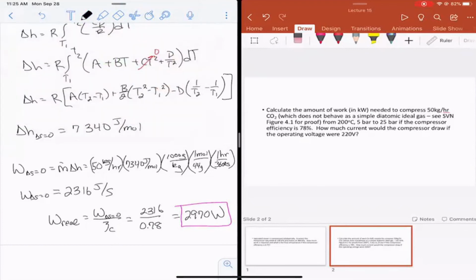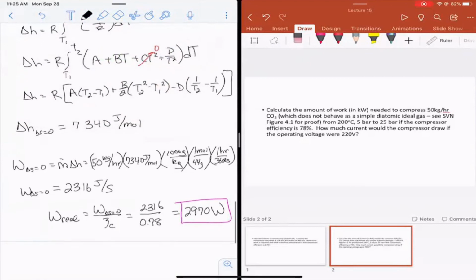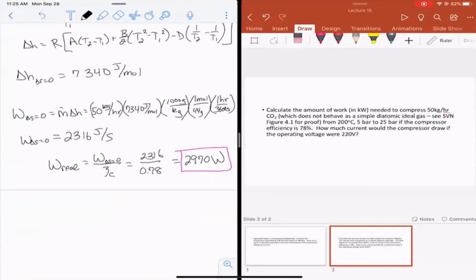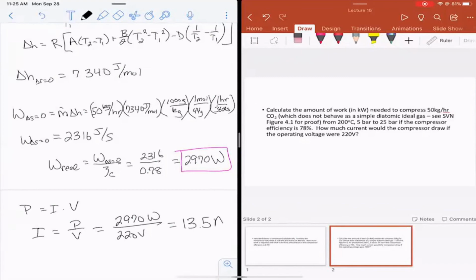And the last question is how much current would the compressor draw if the operating voltage were 220 volts? Of course, we know from what we've done before that the power, or the work here, is equal to the current times the voltage. So current is equal to power over voltage, which is 2,970 watts divided by 220 volts, and a watt over a volt is an amp. So that's 13.5 amps.